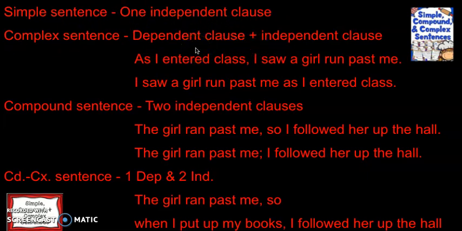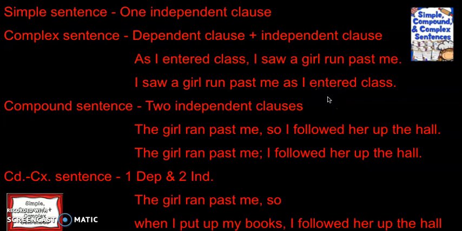Now, technically, you can have more than one dependent clause for a complex sentence. You don't see it that often, though. Here's another example of a complex sentence. I saw a girl run past me as I entered class. I have just flip-flopped the independent and dependent clauses here. The independent comes first, the dependent comes second.